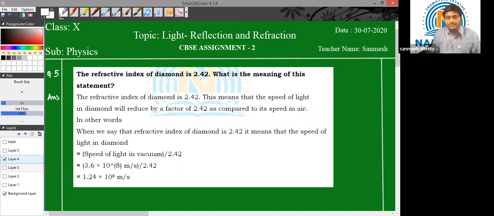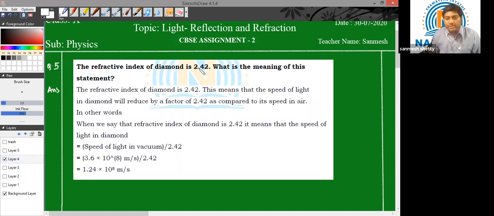Question number 5. The refractive index of diamond is 2.42. What is the meaning of this statement? Now, what is the meaning of refractive index, children? It is the ratio of velocity of light in vacuum to the velocity of light in that particular medium. So we are basically comparing. So when we say that the refractive index is 2.42, it means that the speed of light in diamond is equal to speed of light in vacuum divided by 2.42 simply.